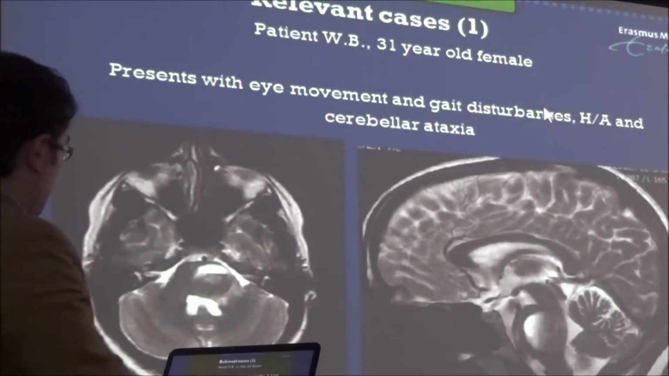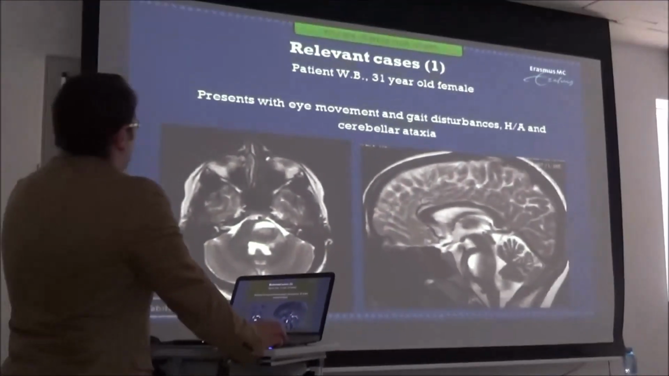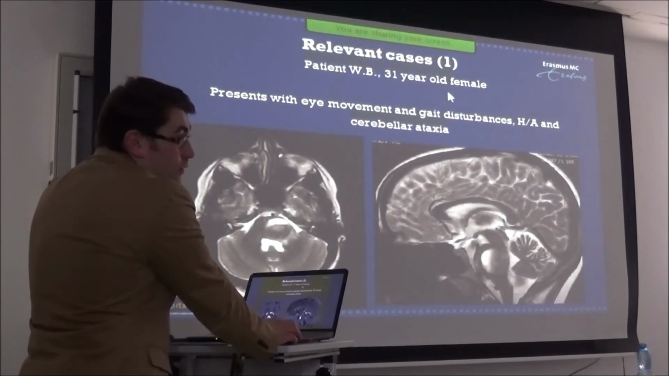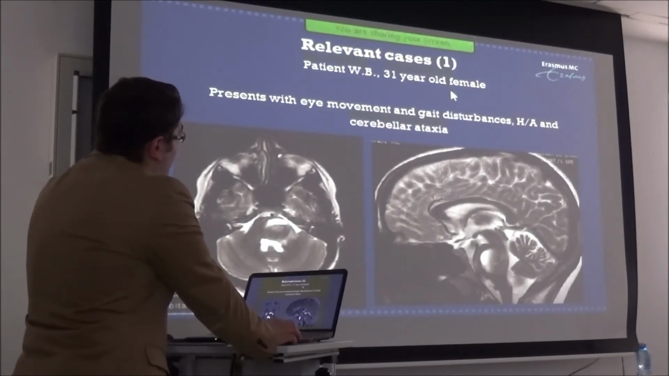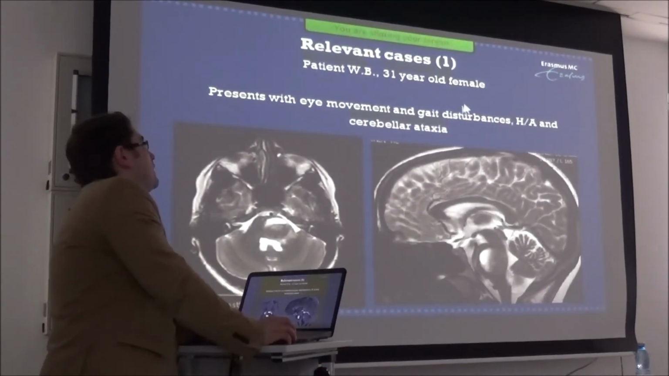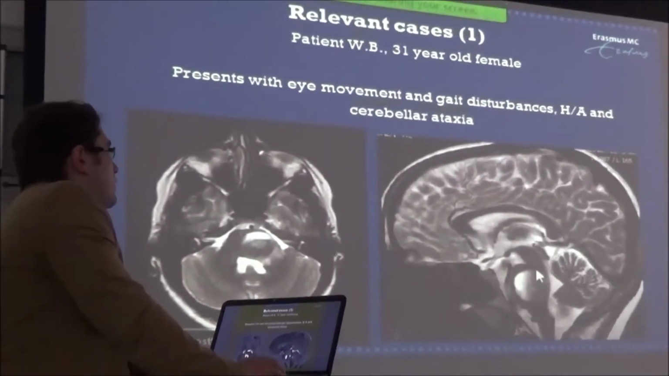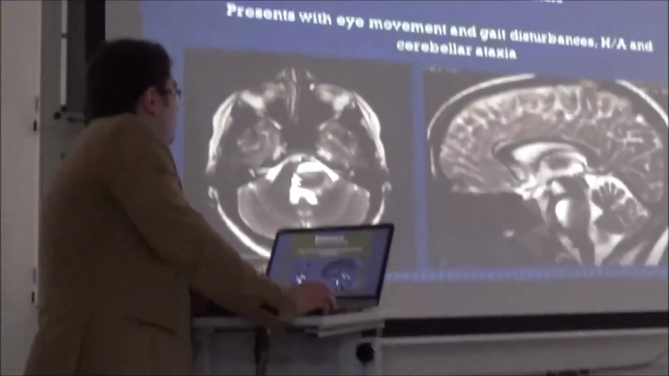I want to present a couple of cases and a couple of films, because I'm pretty sure you're interested. So it's a 31-year-old female, very young. She came with eye movement and gait disturbance, headache and cerebellar ataxia, and we see this well-delineated process in the pons.